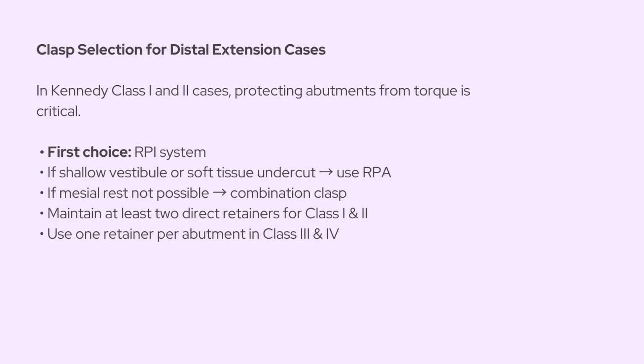At the end of the day, we want to make sure we're using a minimum of 2 direct retainers for Class 1 and 2, and ideally 1 on each abutment in Class 3 and 4. But if aesthetics requires us to drop a clasp from a visible area, we can make up for it by increasing retention somewhere else, like longer guide planes, more tissue coverage, that sort of thing.